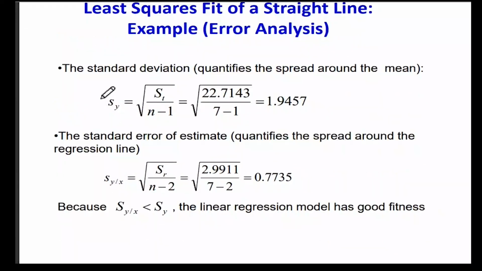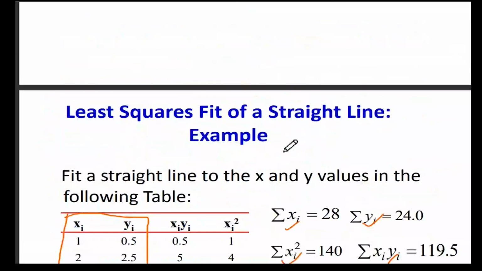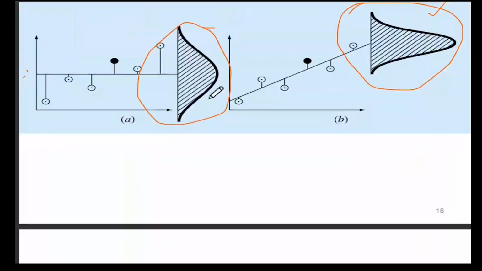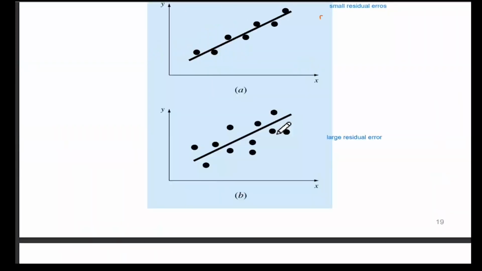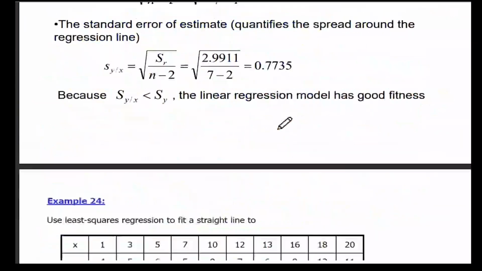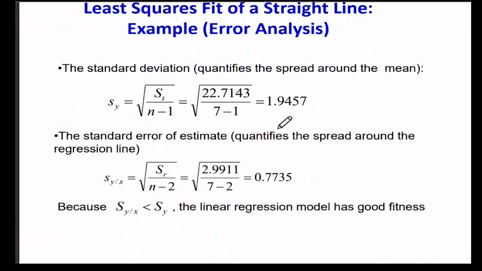Okay, kita juga boleh gunakan nilai standard deviation. So kita boleh tengok, we can quantify the spread, the spreadness. Kita boleh compare, kita boleh tengok, kita boleh comparekan spread around the mean dengan spread around the regression line. Macam tadi, kita nak comparekan this one. Kita nak comparekan this spreadness, satu dekat mean, satu dekat regression line. Kita nak tengok macam mana dia punya behavior. Okay, so we can find the standard deviation of SY by using this formula. So nilai ST kita dapat tadi tu, kita bagi dengan n-1, so kita dapat standard deviation which is 1.9457.